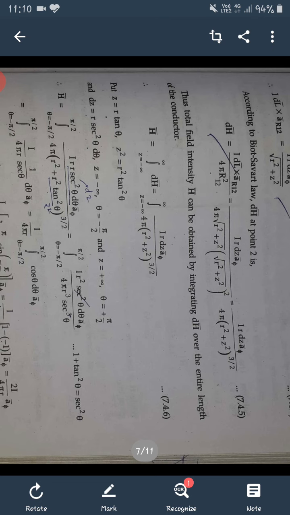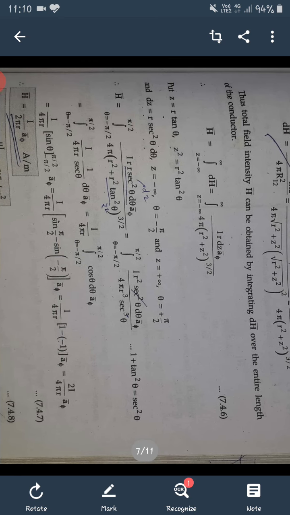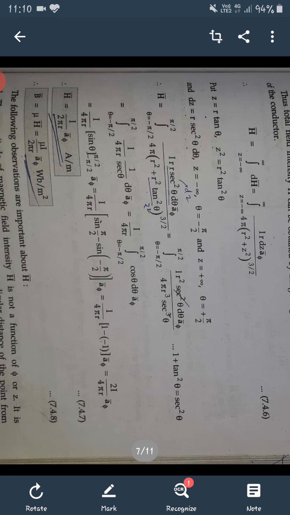And 1 plus tan square theta is sec square theta. So you get the integral from minus pi by 2 of I by 4 pi r times 1 by sec theta d theta a phi. Taking I by 4 pi r outside as a constant, we have the integral of cos theta d theta a phi. If you substitute and simplify, you will get H equal to I by 2 pi r a phi ampere per meter. Therefore B equals mu H, so you can write mu I by 2 pi r a phi Webers per meter square.